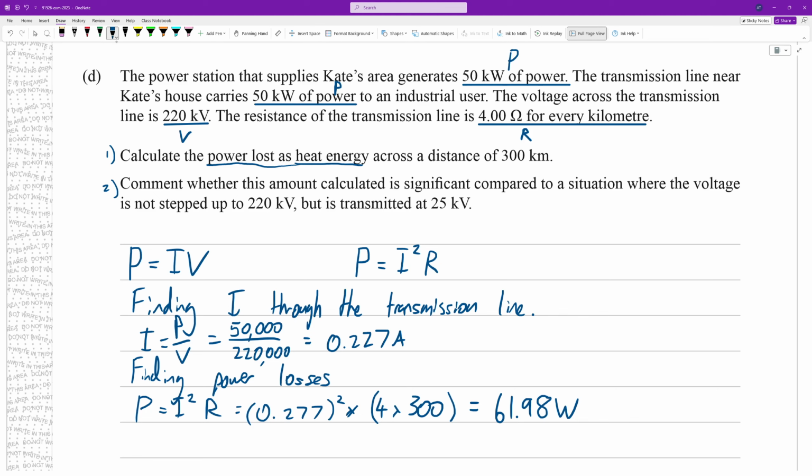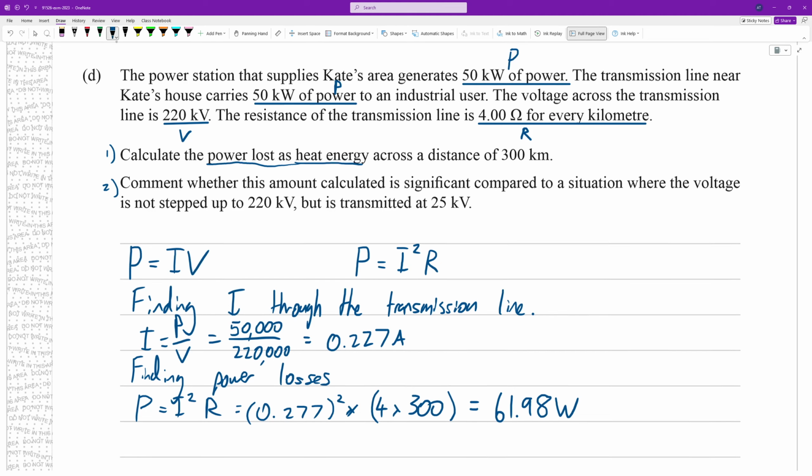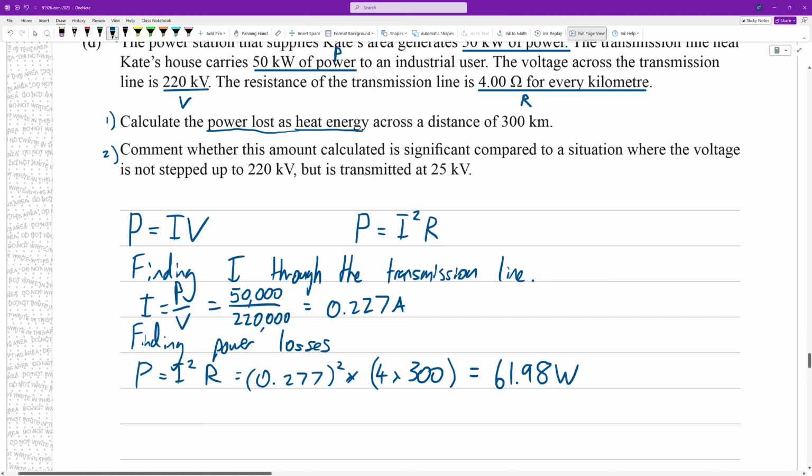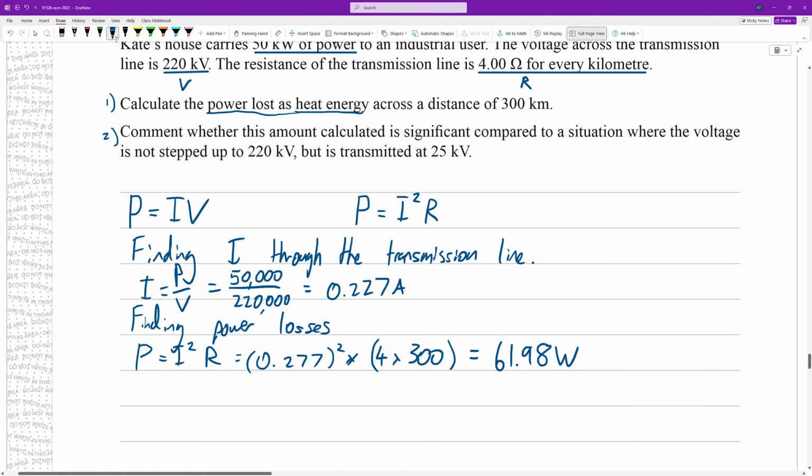which compared to the 50,000 watts power output is very small. This is insignificant compared to the 50,000 watts. Right, it's quite efficient.